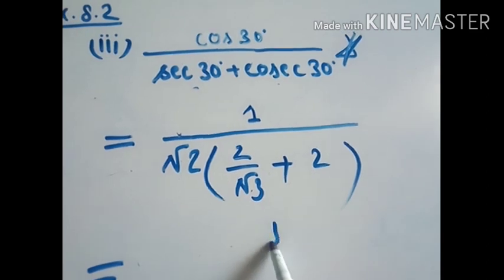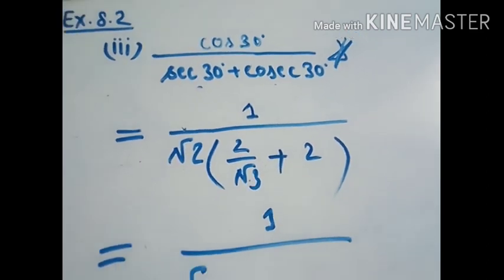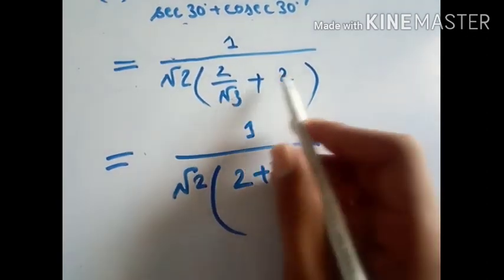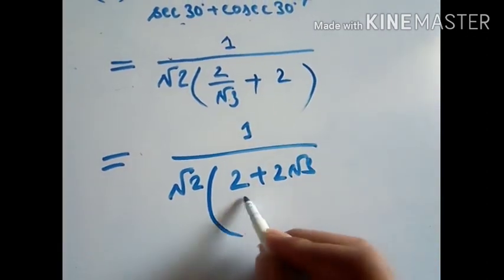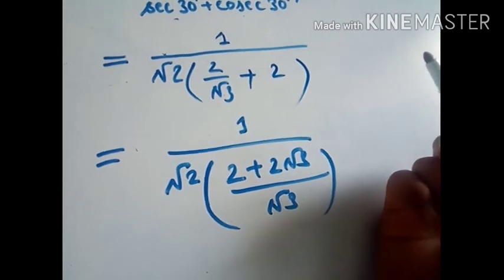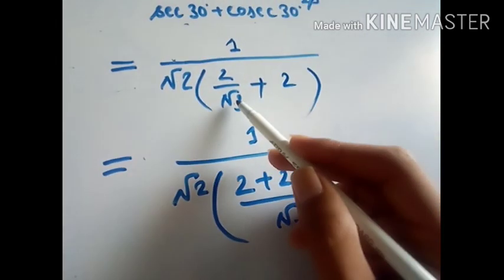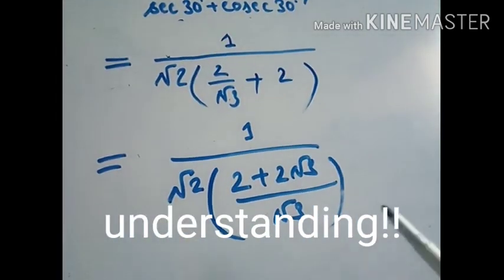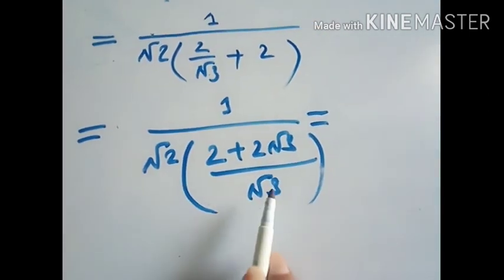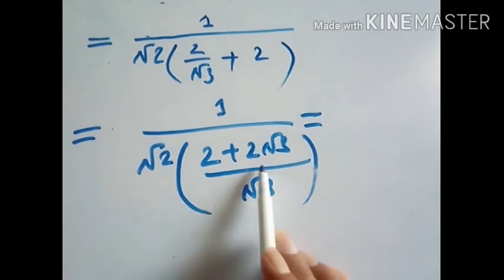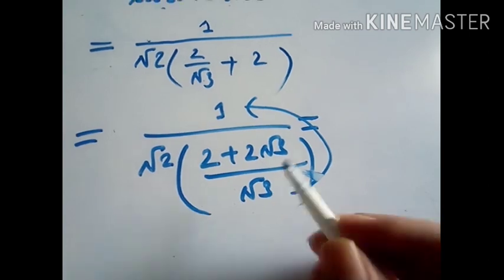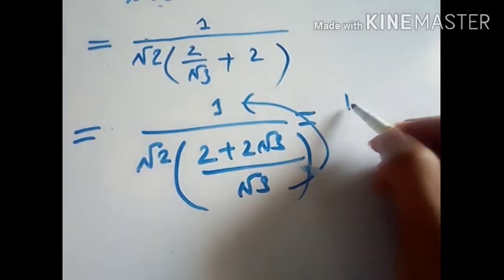Okay, the next step is solving the bracket. 2 plus 2 into root 3, this becomes root 3 and root 3. Okay, you know how to solve the mixed fraction value, so just I did there. They are multiplied and then added here. Now the next step is how to do. You can see over here root 3 will go up. This is a little funda. If you don't know, then stay here, I will teach you how to do it.